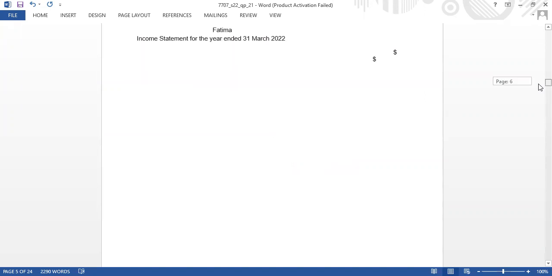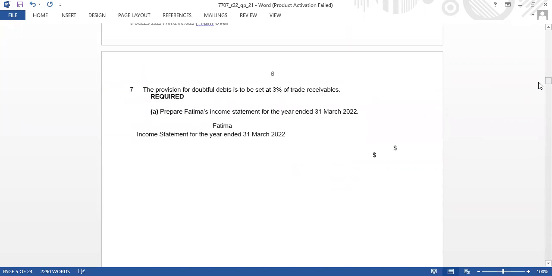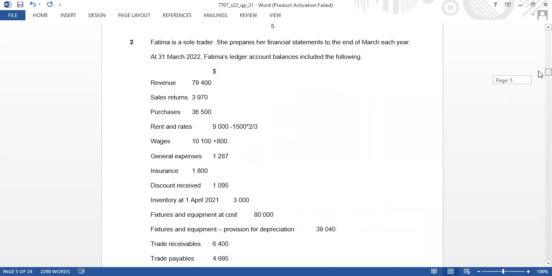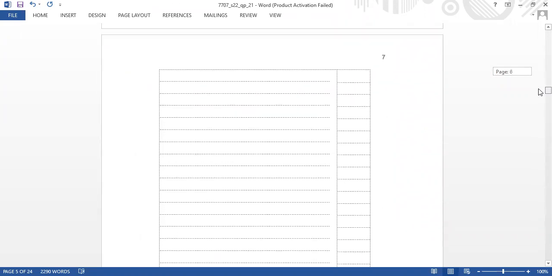Okay. We have to prepare Fatma's income statement for the year ended 31st March 2022. Okay. Now we have revenue, sales return, okay, 79400.